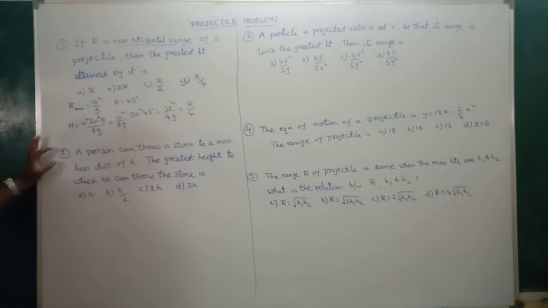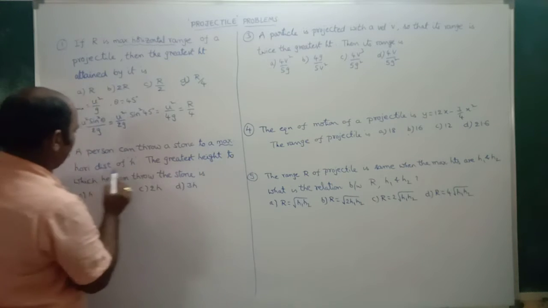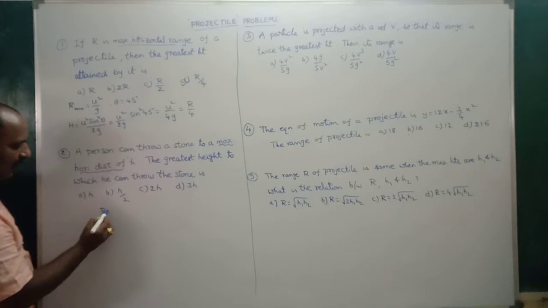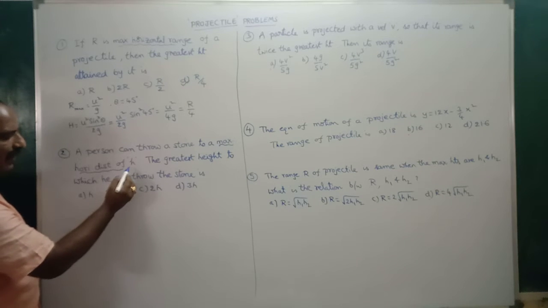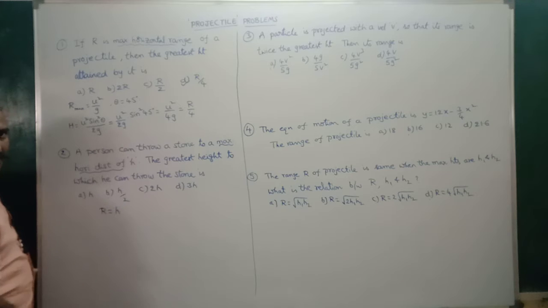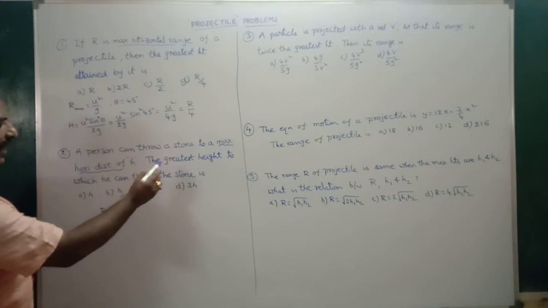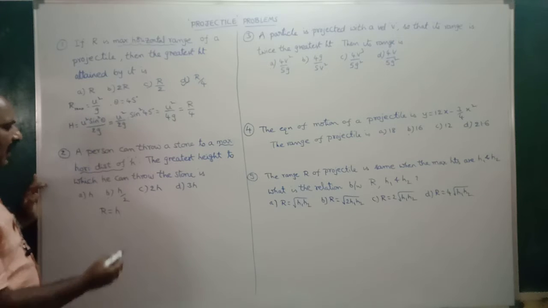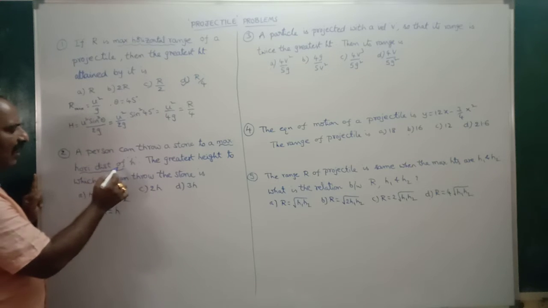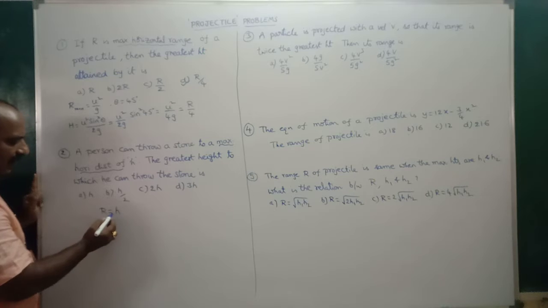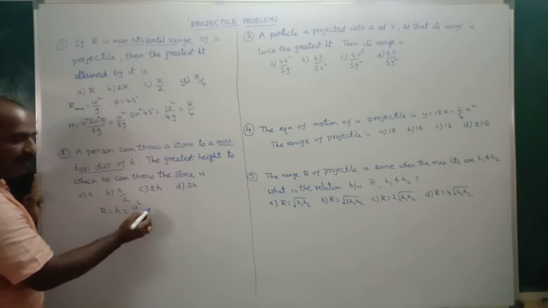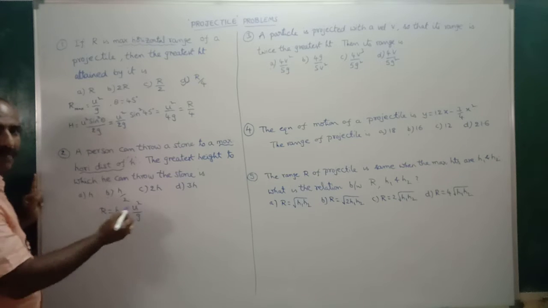Second one, a person can throw a stone to a maximum horizontal distance h. Maximum horizontal distance is nothing but R, that is written as h. R is equal to h. The greatest height to which he can throw the stone is? Here one thing, maximum horizontal distance is range. This is equal to h, which is U square by g, when theta is equal to 45, then we get maximum.